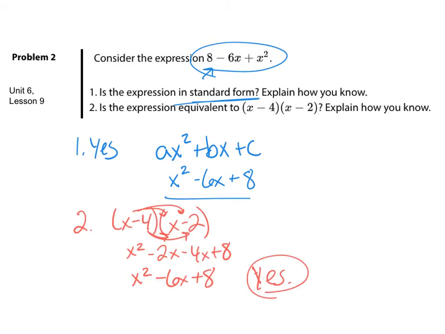And number 2, is the expression equivalent to x minus 4 times x minus 2? Explain how you know. Yes, it is. And my explanation is really shown here with my work. If I multiply everything out using that distributive property, I would end up with x squared minus 6x plus 8, which is the same thing as the expression up there. Terms are switched around a little bit, but that is okay.